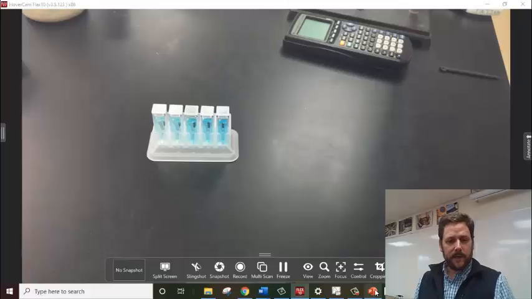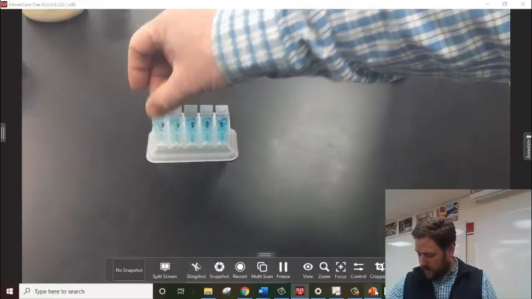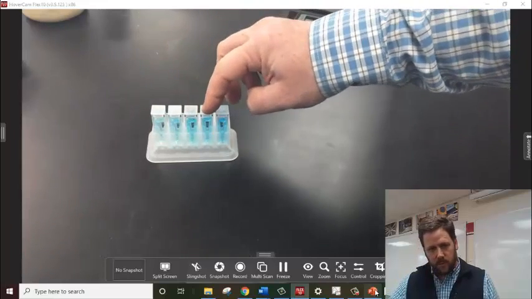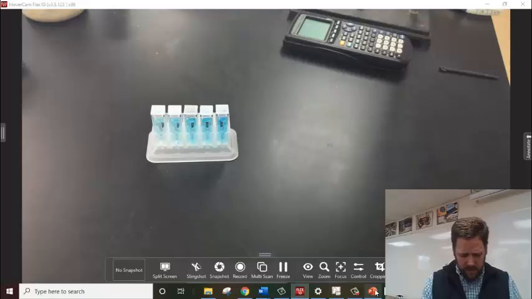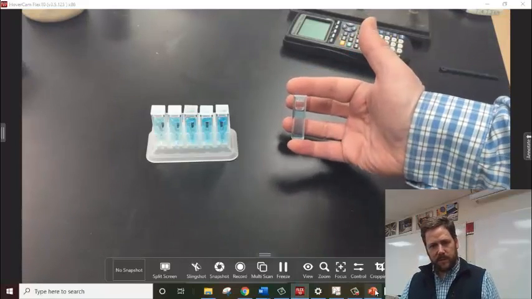Here's a serial dilution of a compound which is blue in aqueous solution. The first one here is 1 molar, then 2, 3, 4, and 5 molar. So I wonder what the concentration of this sample is.